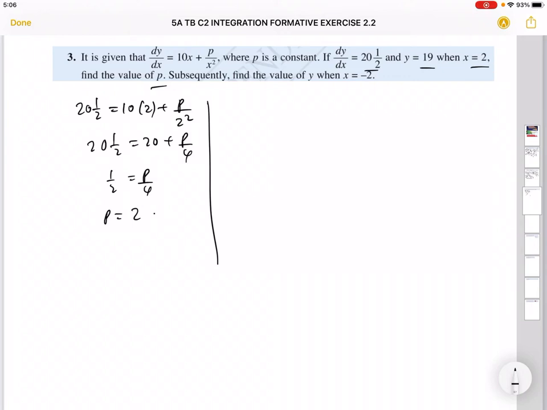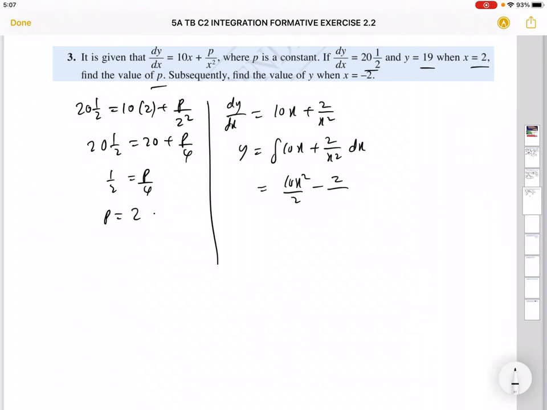Now, subsequently find the value of y when x is minus 2. So we know our dy/dx is now 10x plus 2 over x squared. To find y in terms of x, I have to integrate. Integrate your dy/dx, you get your y. So this will be what? 10x squared over 2. Negative in front, copy 2, copy x, reduce the power by 1, 1 plus c. You don't have to write a 1. Your y is 5x squared minus 2 over x plus c.